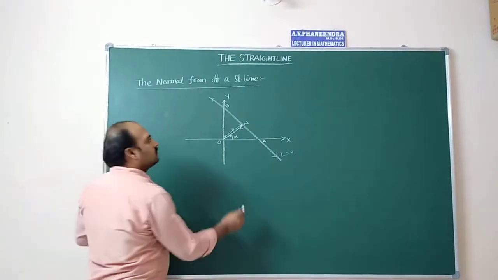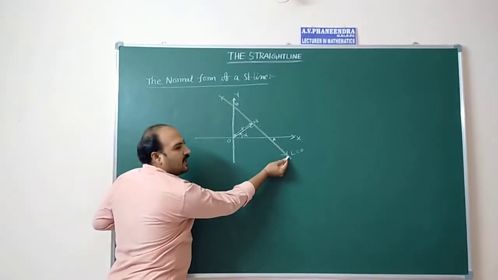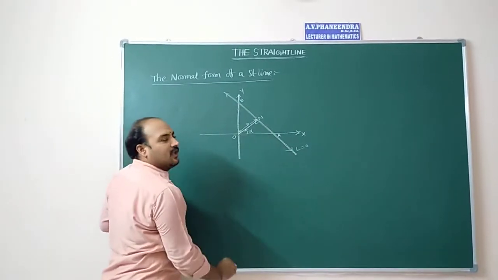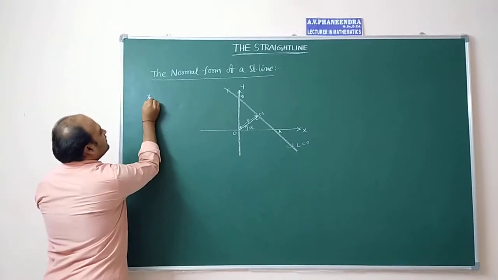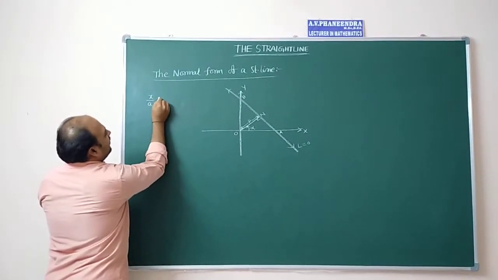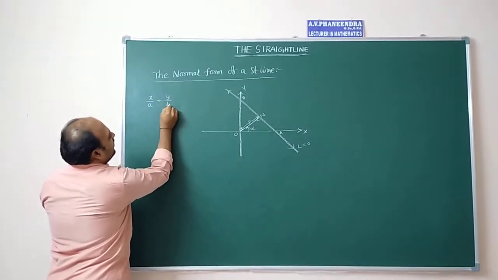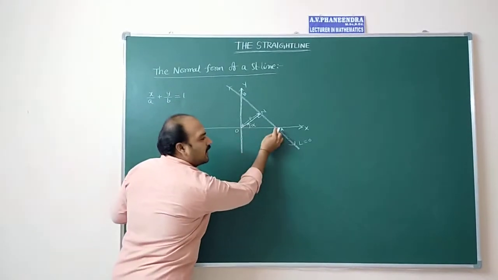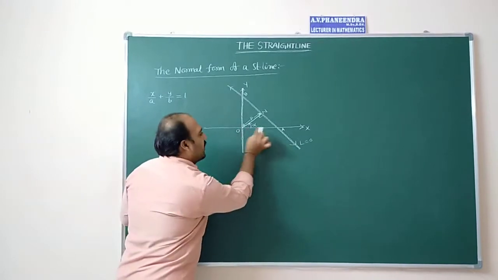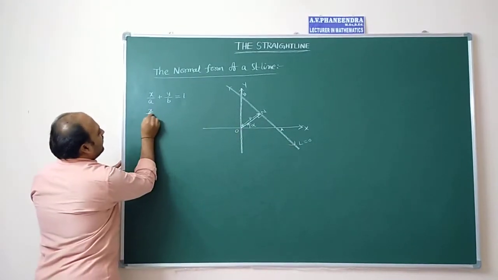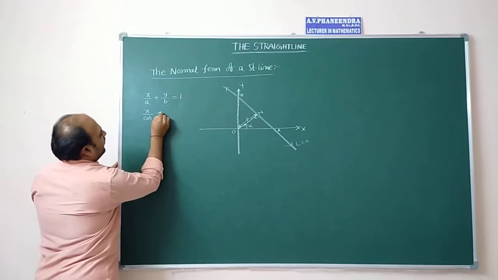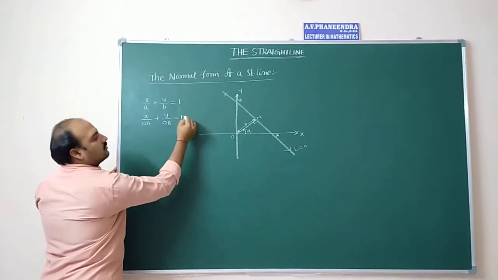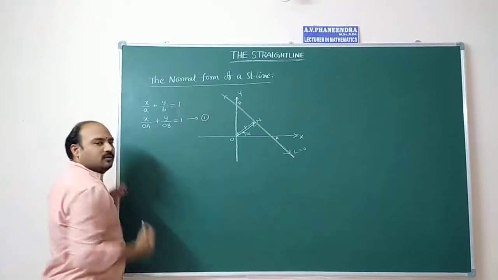Whenever the line L equal to 0 meets the x-axis at A and the y-axis at B, the line becomes the intercept form, that is x by a plus y by b equal to 1. Here a is called the x-intercept, already discussed in the previous videos. So x by OA plus y by OB is equal to 1. Call that equation number 1.